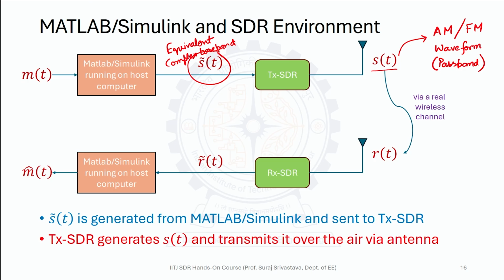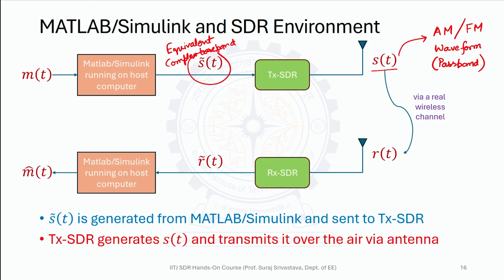So, if you have a message signal m(t) and you want to generate, let us say, an AM waveform which the SDR should transmit, then you have to generate an equivalent complex baseband representation, which I am denoting with S tilde t. S tilde t represents the equivalent complex baseband representation of the final waveform. And our MATLAB Simulink, which is running on the computer, will generate this waveform. So, S tilde t will be generated using the MATLAB Simulink environment, and our message signal is m(t).